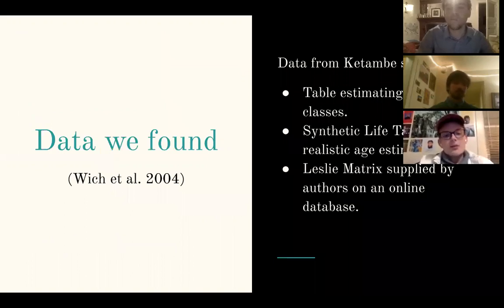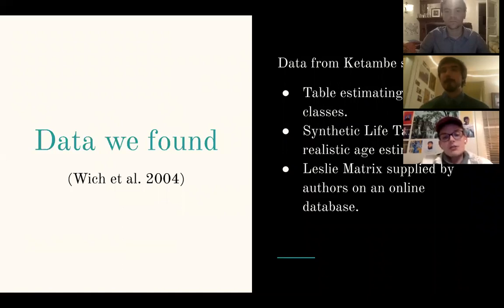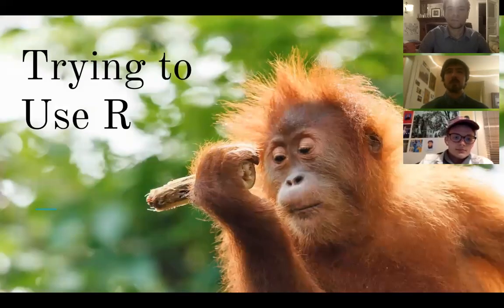Then sort of talking about the data that we are using, we used it from this one paper by Witch et al., where they analyzed these species over 32 years. They were able to get a life stage classes table estimating that. They also had another table that had realistic age estimates for the species as well. And then we found on an online matrix database, the authors of this paper included a Leslie matrix that had all the survivorship and fecundity values across all the observed years. So next we're going to get into what we actually did as our analysis.